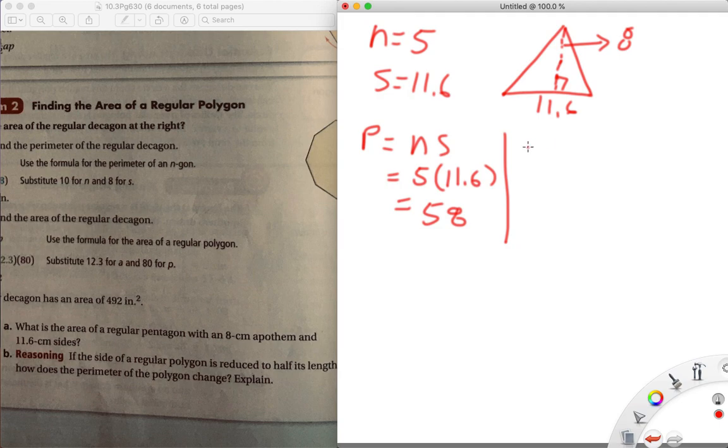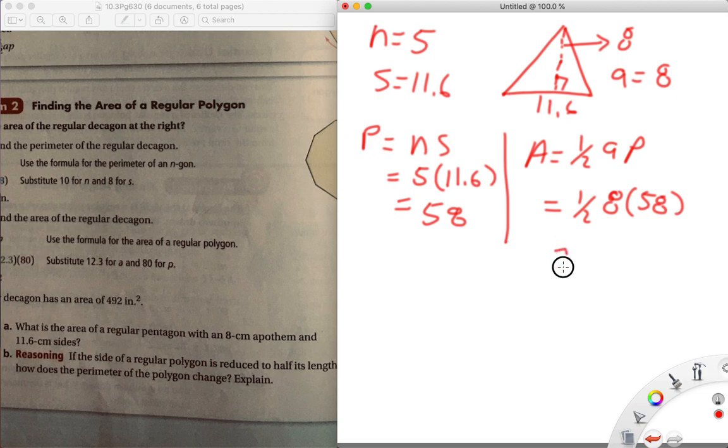Alright, we also know that the area of a regular polygon is 1/2 the apothem times P. In this case, the apothem is equal to 8. So it's going to be 1/2 times 8 times 58. And that's going to be 232. So our area is 232 centimeters squared. Remember that with area, your units are always squared.